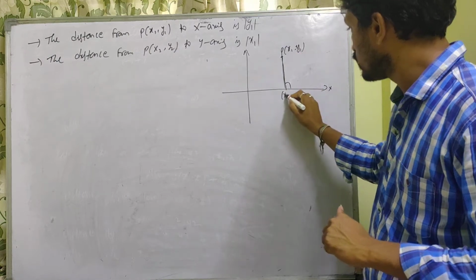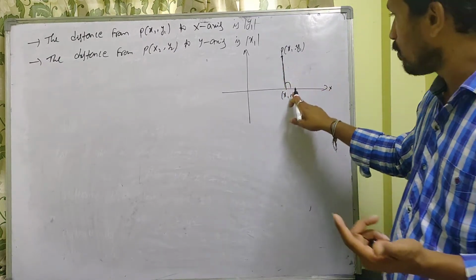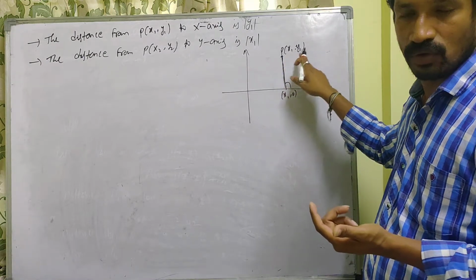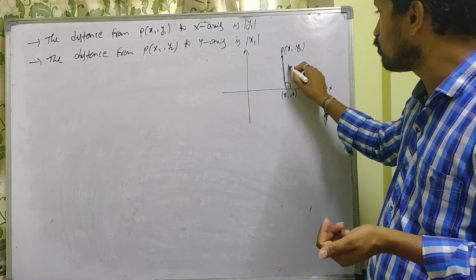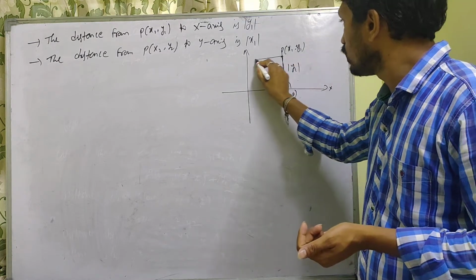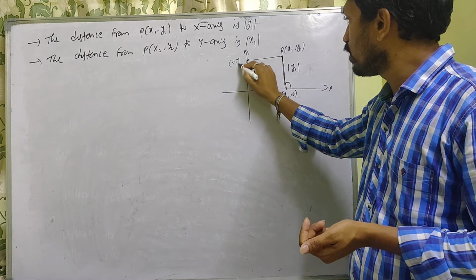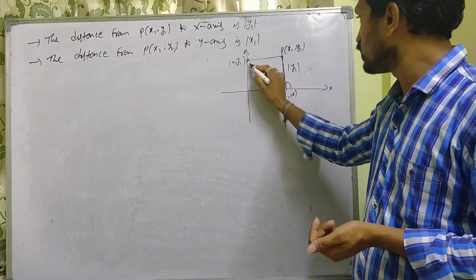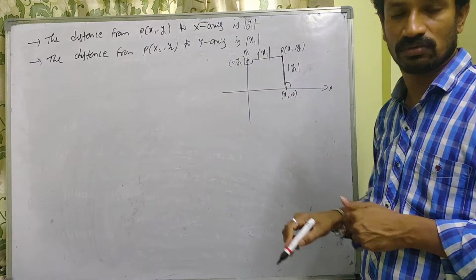This is x1, which means this is also (x1, 0). So if you apply the distance formula, root over (x1 minus x1) whole square plus (y1 minus 0) whole square, that is root y1 square, which is nothing but mod y1. Similarly, if you take this one, any point here will be (0, y1). So the perpendicular distance, you just take like this. So this distance is obviously mod x1.